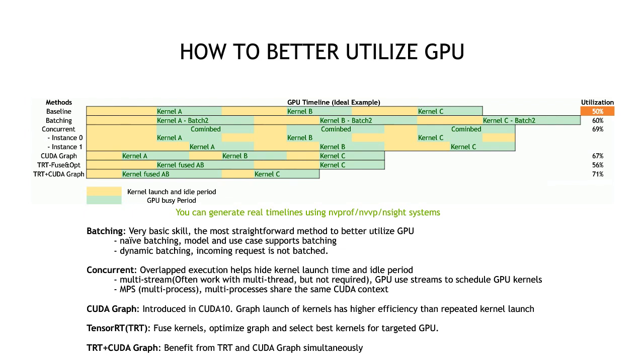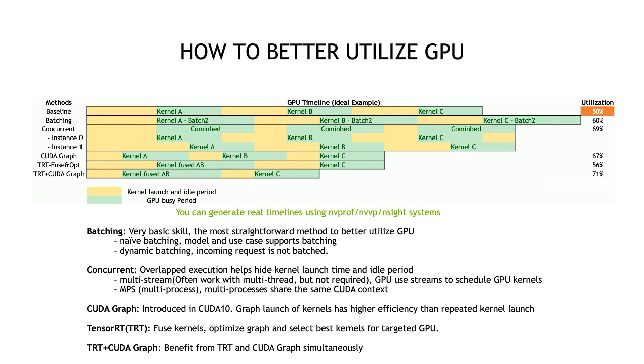So MPS lets multiple processes share the same CUDA context, so that you can run kernels concurrently on the GPU. But the risk is that if one process fails, all the processes might run into errors. And in this case, with two instances, the concurrent model execution can give you a utilization of 69%.